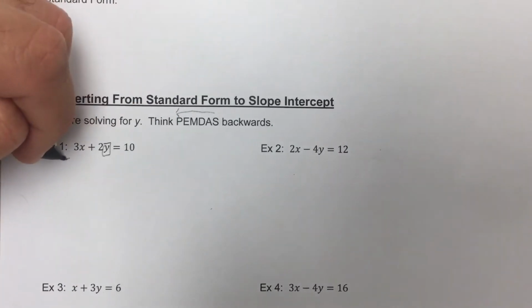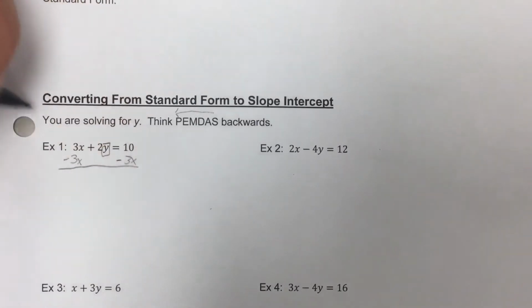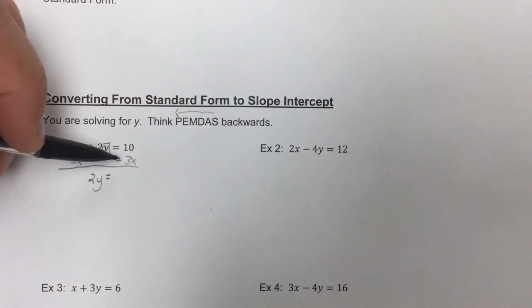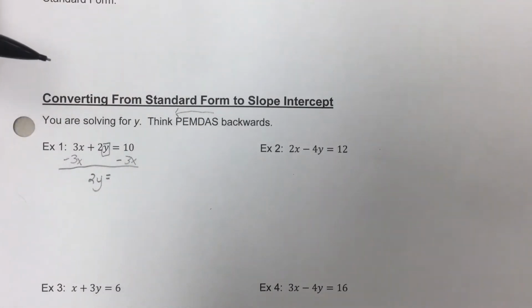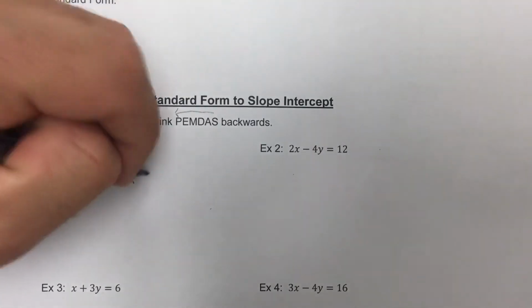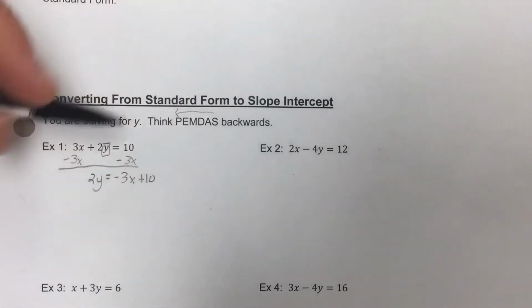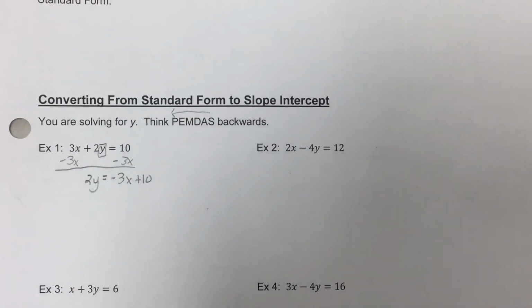So I have to do the opposite of positive 3x, which is subtract 3x. So that gives me 2y equals, now this is the tricky part, the 10 and the negative 3x, they are not like terms. So therefore, I just write them as two separate terms. I cannot combine them. So I'd write that as negative 3x plus 10. The 10 does not have an x and the 3 does, so I cannot actually combine them.